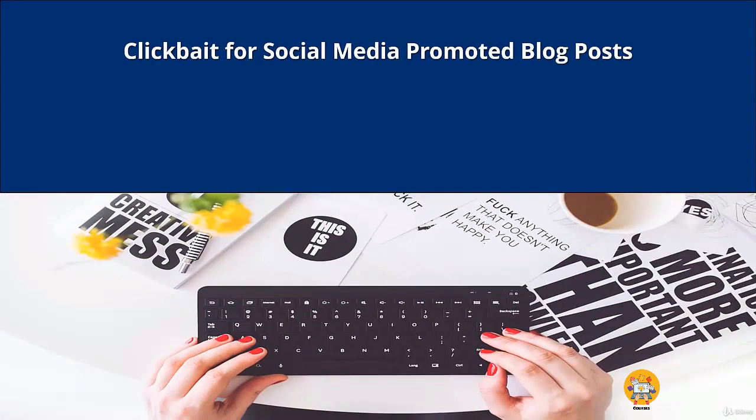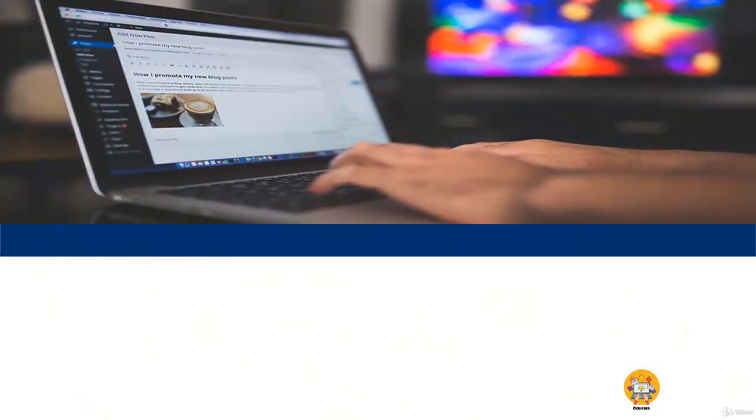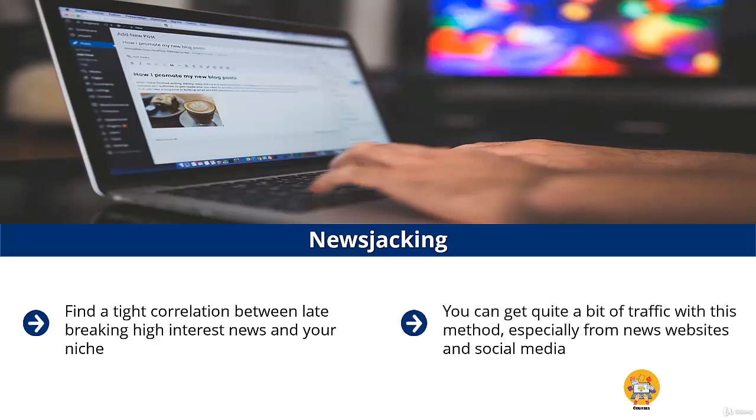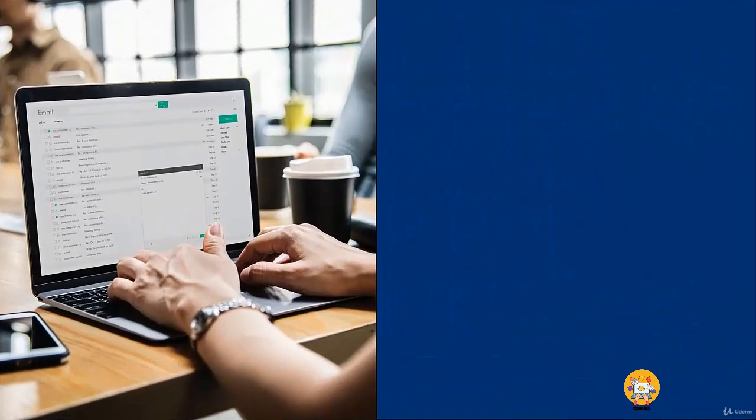Clickbait for social media promoted blog posts. Use text-heavy header graphics which grab attention. The title of your post must get people to click through. Newsjacking. Find a tight correlation between late-breaking high-interest news and your niche. You can get quite a bit of traffic with this method, especially from news websites and social media. Your content ads must be news-specific as well.